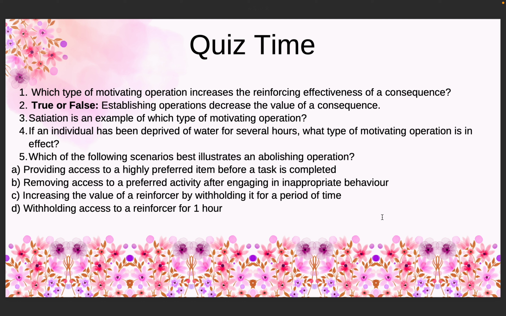Let's look at some questions. Number 1, which type of motivating operation increases the reinforcing effectiveness of a consequence? This answer is our EO. So when we look at increases the reinforcing effectiveness, something that we want, we're looking at our EO.